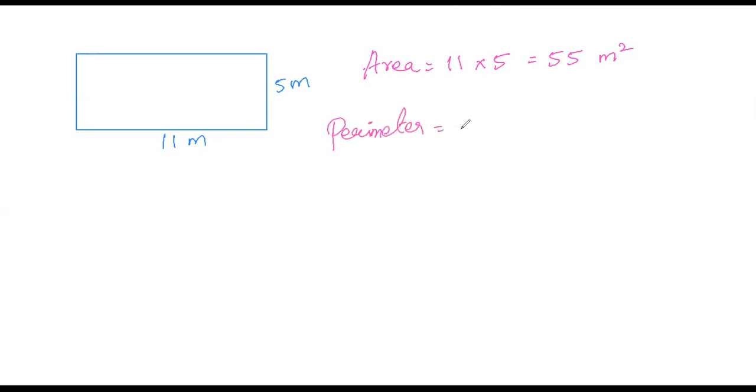You can use the formula if you want to, no problem. But we can calculate the other way, which is 11 plus 5, 11 plus 5. You can do this. 33 meters. Yeah, exactly. 33 or 32?